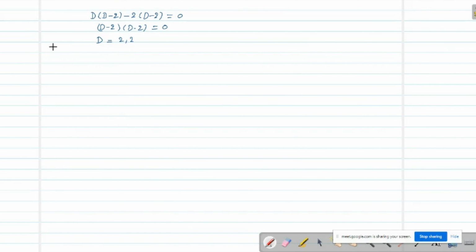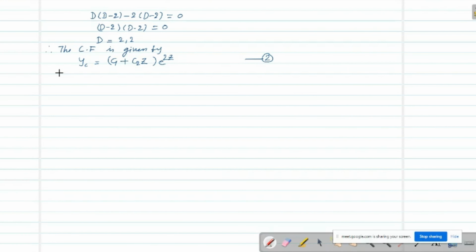Okay, so for repeated roots you will have the complementary function. Therefore the complementary function is given by, for repeated roots, yc equal to c1 plus c2z, into e raised to 2z. Okay, because 2 is repeated 2 times, so here 2 constants will be added. Getting? Now name this equation number 2.